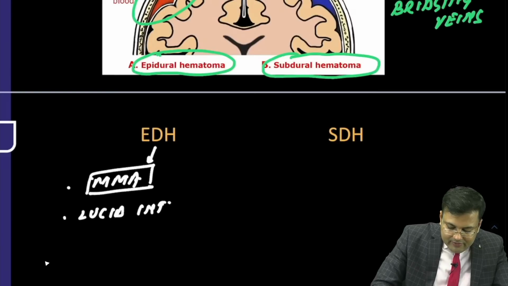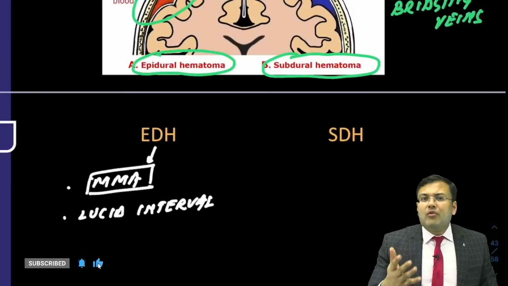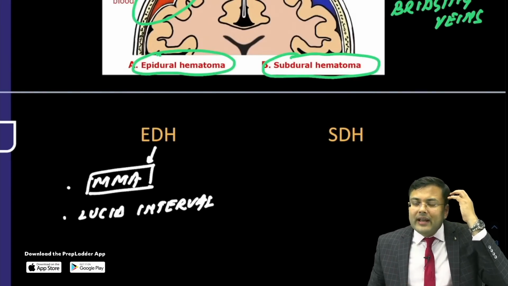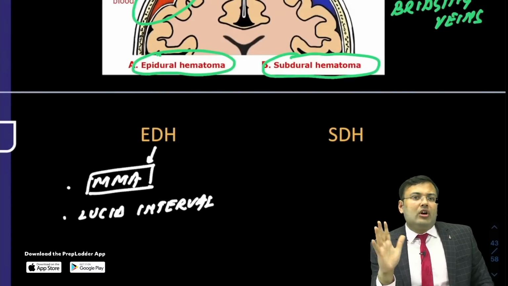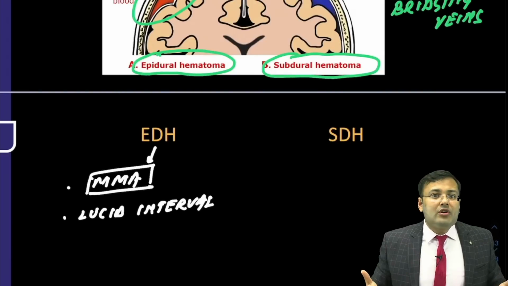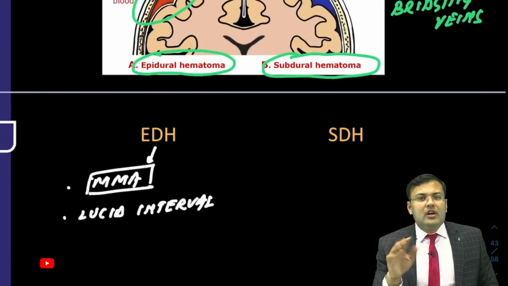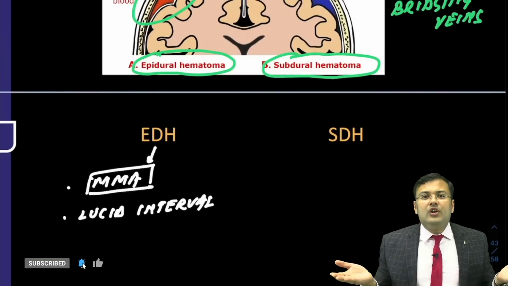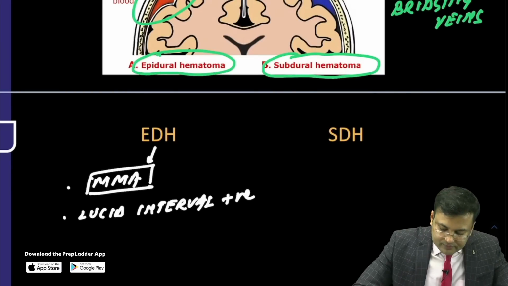Let me give you the example which was asked many times in the FMG exam. A football player, during playing football, suffered injury to this area, head injury. He became unconscious. He was on the ground for 5 minutes, again became conscious, played football for 10 minutes and became unconscious. So what is this lucid interval? One episode of consciousness between two episodes of unconsciousness. So this lucid interval is positive.